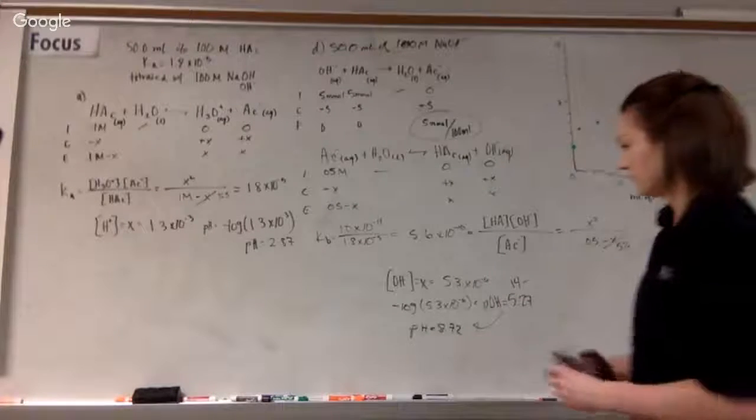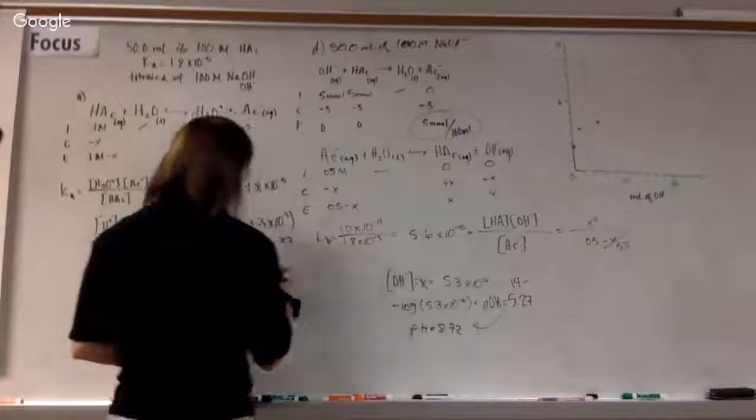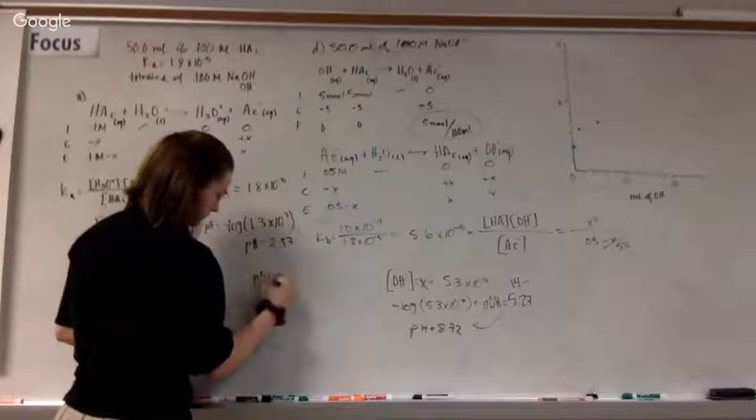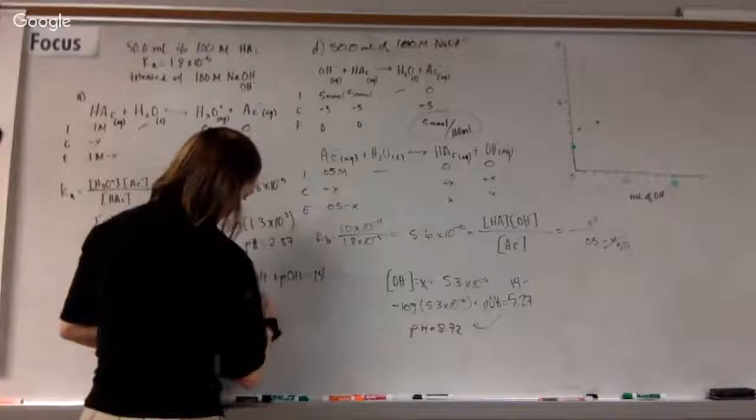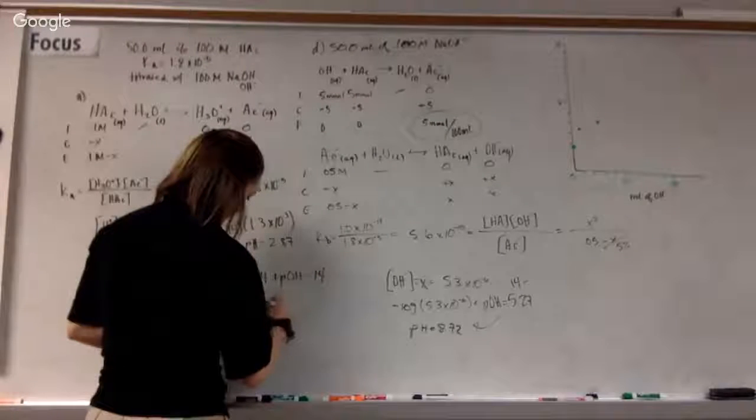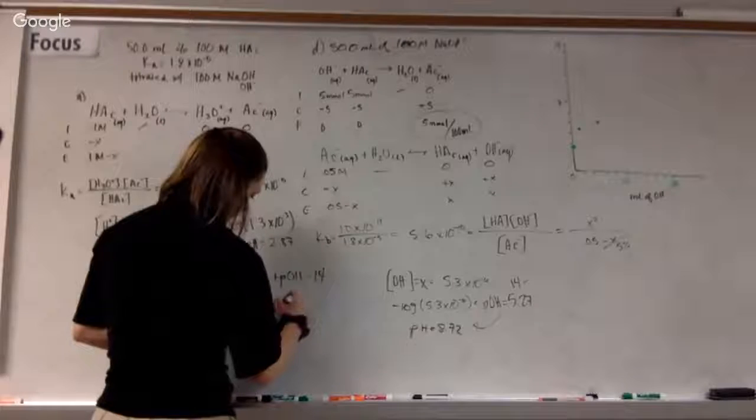Can you write on the left-hand side here the two quick equations? Can you write pH plus pOH equals 14? And can you write H plus concentration times OH minus concentration equals 1.0 times 10 to the negative 14?